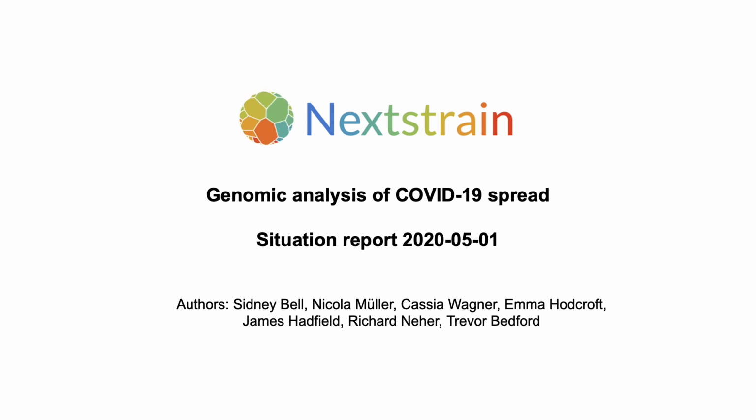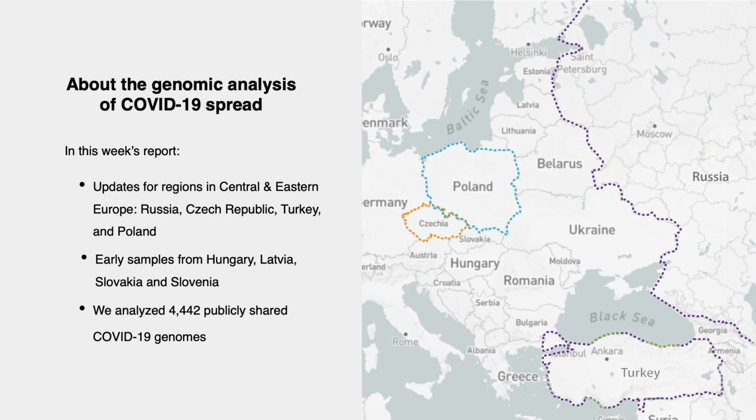In this video, we will be talking about the genomic analysis of COVID-19 for May 1st, 2020. For the full situation report and more regionally focused analyses, please visit our website at nextstrain.org. This week, we focus on outbreak dynamics in Central and Eastern Europe.